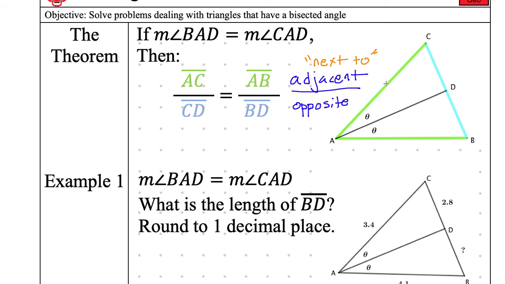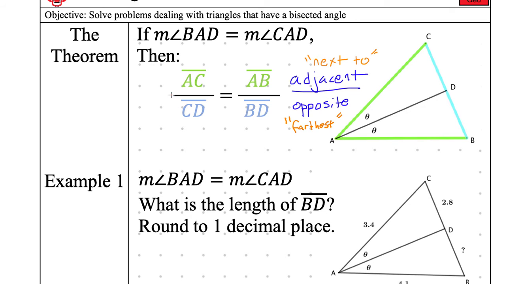And then opposite, of course. So opposite, I mean, if this is my angle, what's the farthest thing away from the angle? This is not far away. This is not far away. This length CD is the farthest away. So another way of saying opposite is farthest. So next to divided by farthest, those ratios will always be the same.